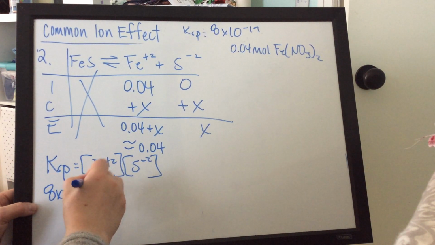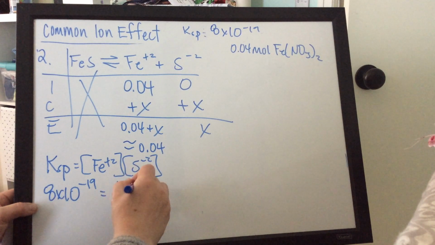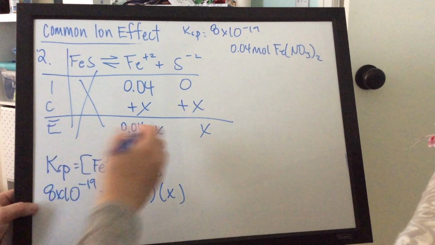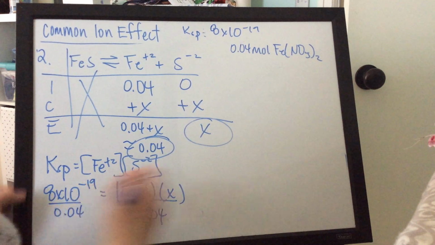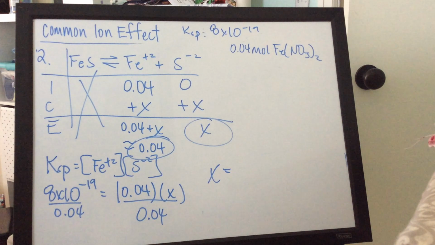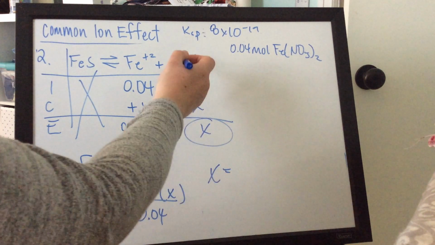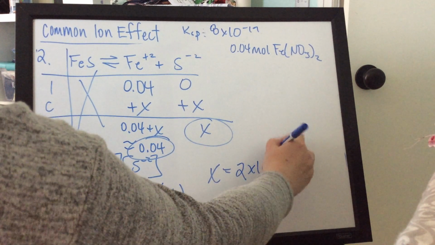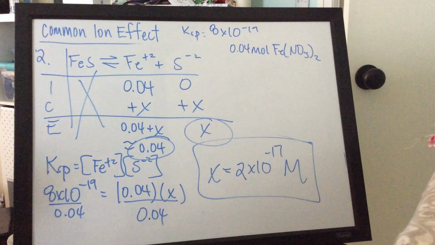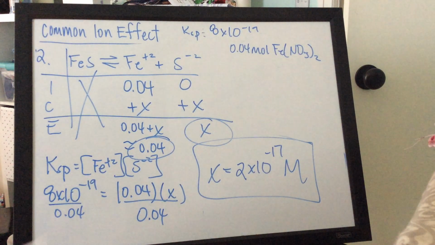8 times 10 to the negative 19th equals 0.04 times the quantity x, right? Divide by 0.04, and we'll get x, which is in fact the molar solubility of the sulfide, which is what the question asked me for. Once I do this math, it's 2 times 10 to the negative 17th molar, and I have answered my question. So that is common ion, keeping in mind that the important takeaway is that a common ion will always decrease the molar solubility of the compound that you're studying.